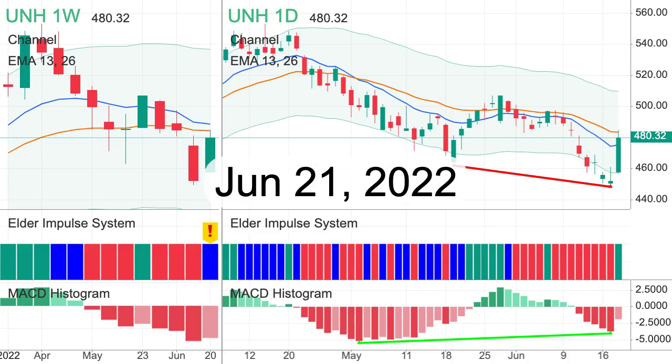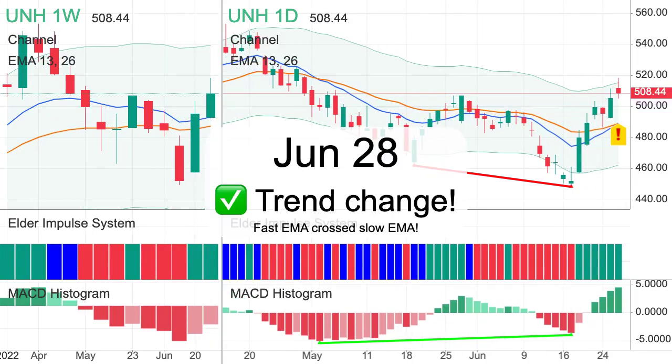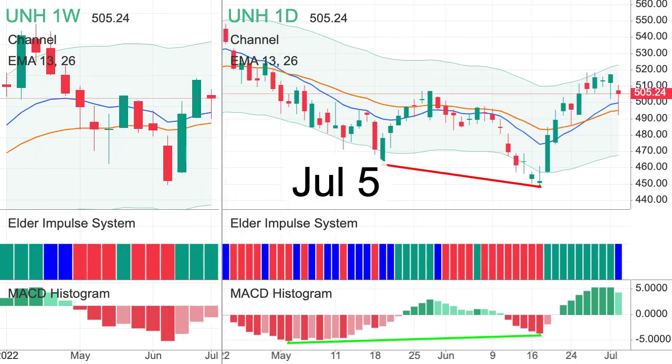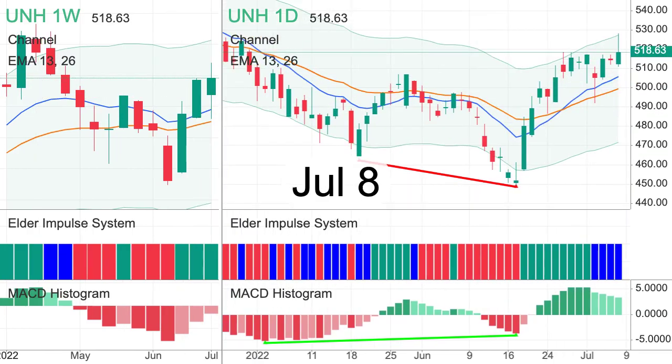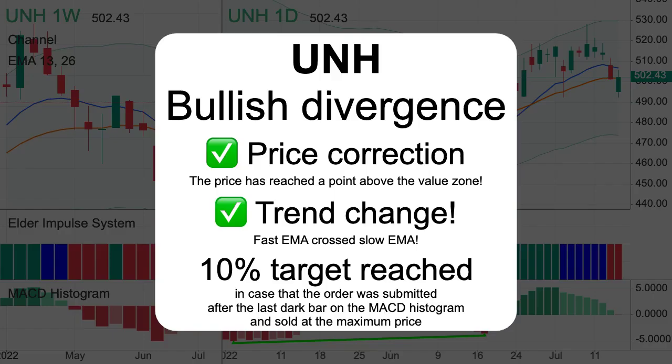There is a blue bar on an elder impulse system on the weekly chart. Fast EMA crossed slow EMA. MACD histogram crossed the zero line. 10% target reached.